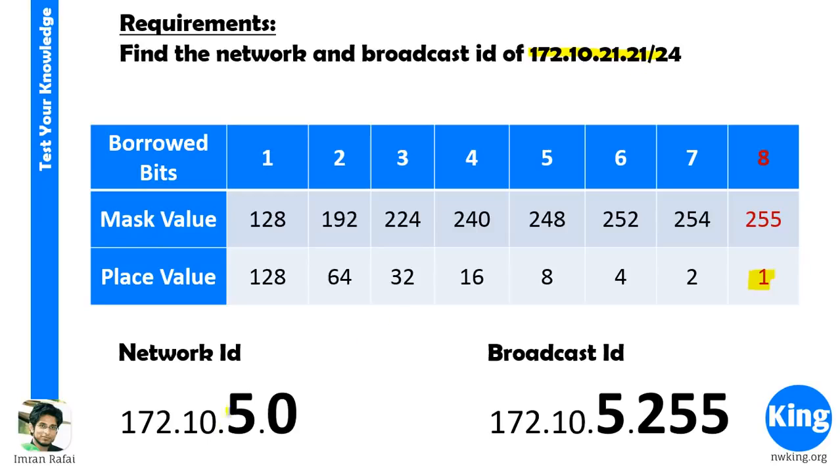172.10.21.21, which is nothing but I should be looking for the network ID 172.10.21.0. So that's the network ID, 172.10.21.0, and the broadcast ID is 172.10.21.255. Is this number in between these two network IDs and broadcast ID? Absolutely. So this is the answer they are looking for, 172.10.21.0, 172.10.21.255. Fantastic. Let's try another example.